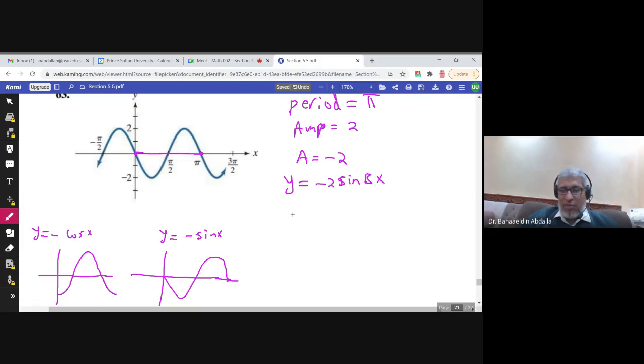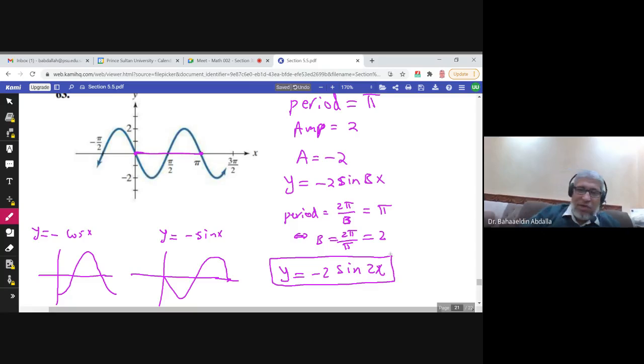As usual, what is the period? The period is 2 pi over b. And at the same time, I found from the graph that the period is pi. So how to find b? We interchange b and pi. So b would be 2 pi over pi. So b is 2. So the function is -2 sine 2x. This is the function that has this graph.